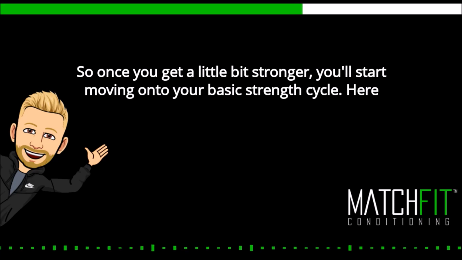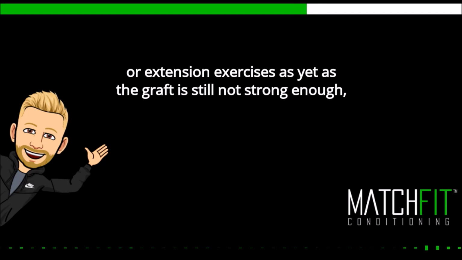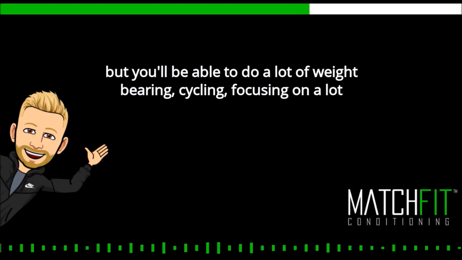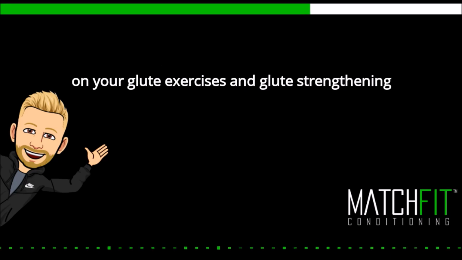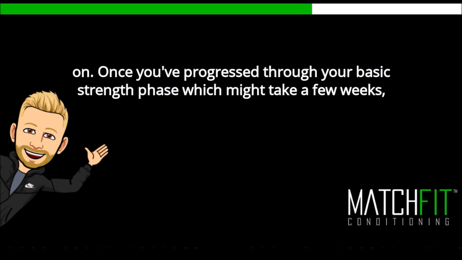Once you get a little bit stronger, you'll start moving into your basic strength cycle. Here you'll focus a lot on your isometric strength. You won't be allowed to do full extension or extension exercises as yet, as the graft is still not strong enough, but you'll be able to do a lot of weight bearing, cycling, focusing a lot on your glute exercise and glute strengthening, as well as some straight leg raises with the brace on.